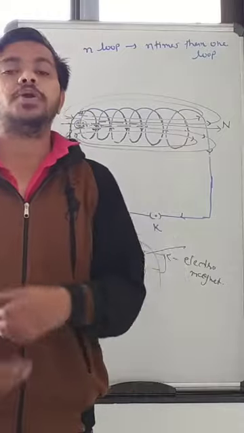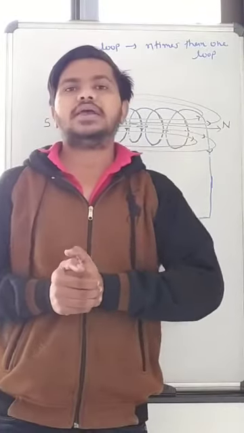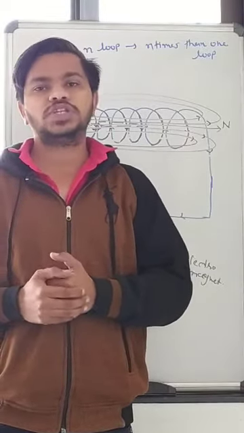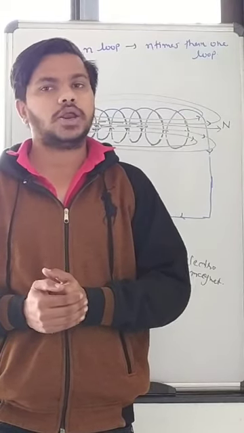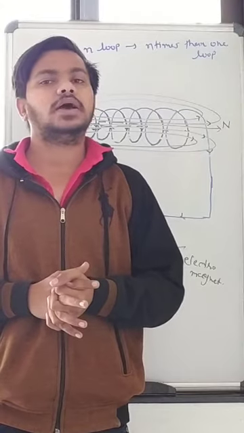So here is our topic of the current carrying conductor in a loop shape, meaning the magnetism produced in a loop and a solenoid. The other topics we will see in the next lecture.